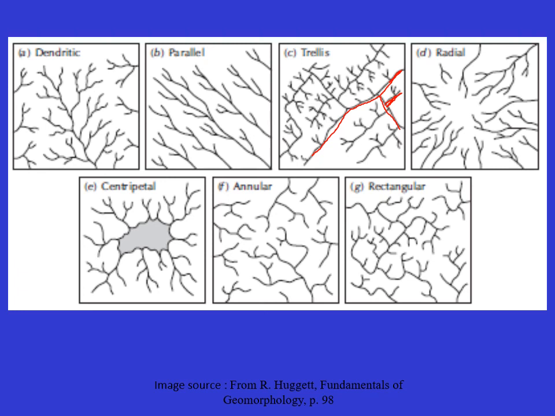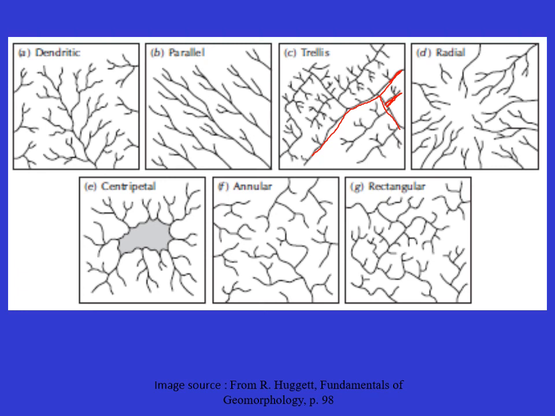The next type is centripetal drainage. Here the streams flow towards a central depression, that is the basin, and it is mostly found in volcanic craters or volcanic calderas, craters, or any kind of tectonic basin into which streams from all directions come towards this common point and meet at the central depression.